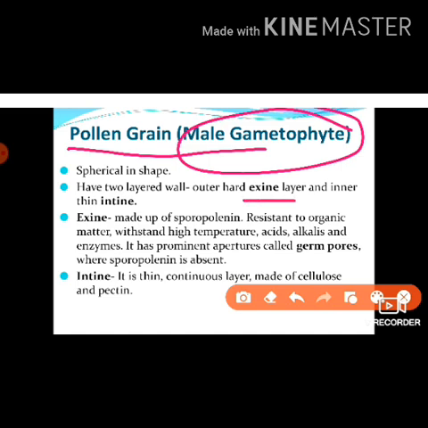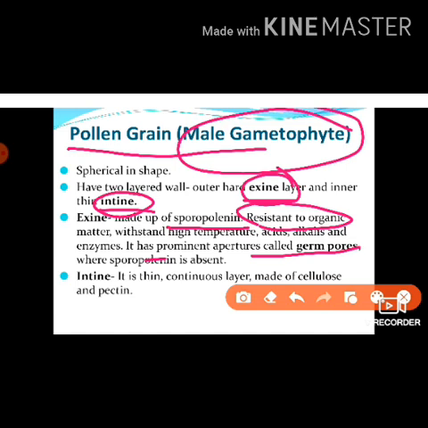It mainly has exine and intine, usually a two layered wall. One wall we call the exine, another one we call the intine. Exine is mainly made up of sporopollenin, a highly resistant organic matter, and it can withstand high temperature, acids, alkalis, enzymes, so many things. They will not degrade very easily. These are very rigid organic substances.